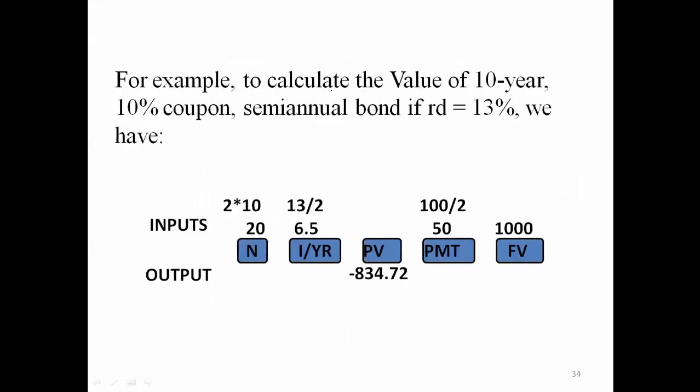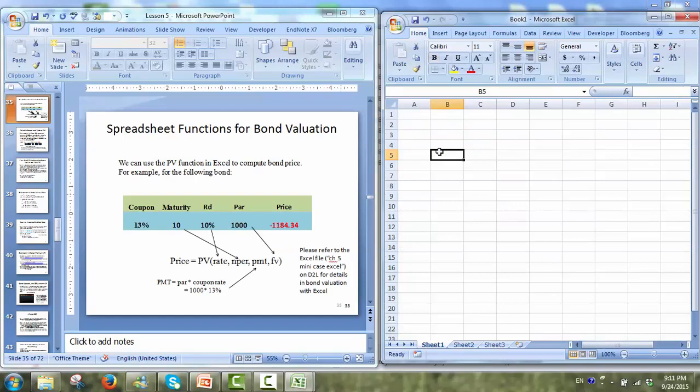So for example, if we want to calculate the value of a 10-year 10% coupon semi-annual bond, if the discount rate is 13%, then 10 years means 20 coupon payments because there are 2 payments each year. Each payment is $50, which is 1,000 multiplied by 10% and then divided by 2. Future value remains 1,000. And here, for the semi-annual interest rate, you're using 13 divided by 2, so 6.5 as IY. You compute for the price, for the present value, 834.72.